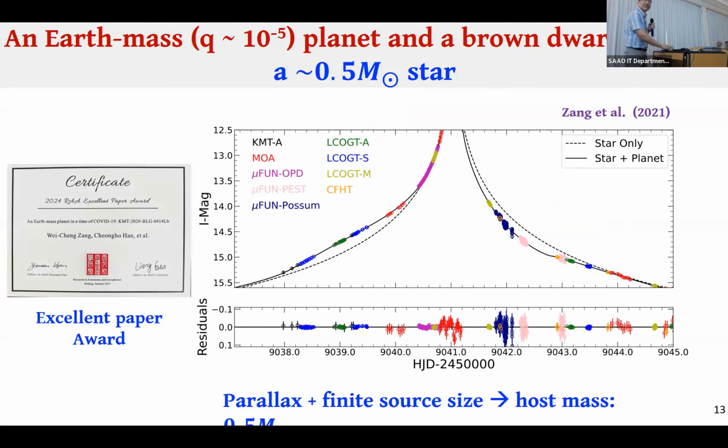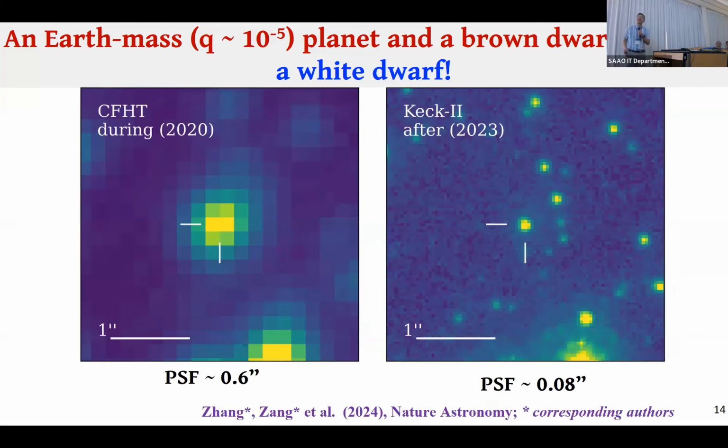Now, this event, because it had very high magnification, you can measure the finite source size effect. And also because it has very long positive crossings, the parallax effect can be measured from that crossing. So we can determine the host mass around 0.5 solar masses. So if it's a main sequence star, it must be luminous.